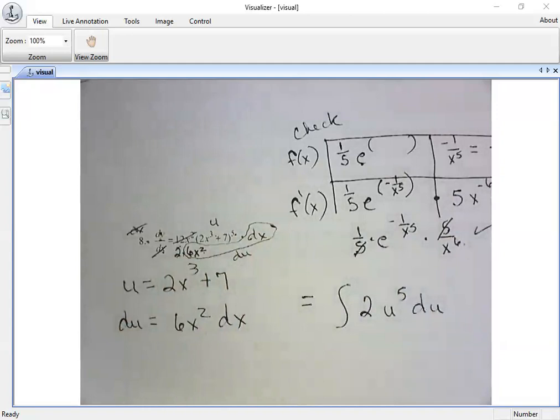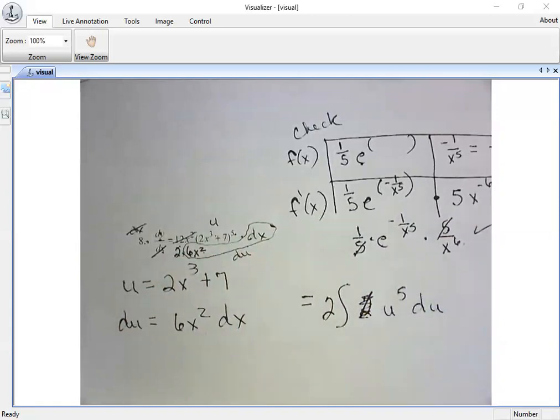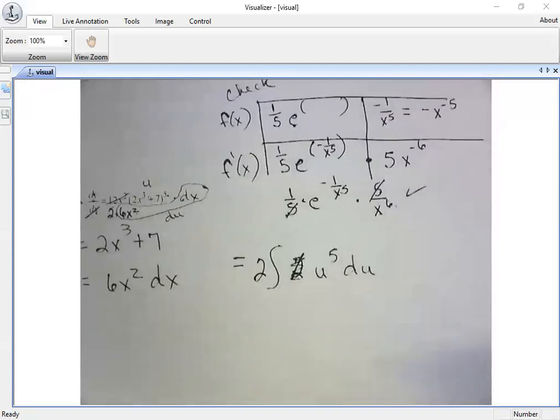I can put it either place. You guys want to kick the 2 out? So it doesn't matter, because it's not going to affect any of the integration. So if you want to put it on the outside so it doesn't look as confusing to you, stick it on the outside. If you want to leave it inside, you can. It's up to you. Now, what would you write down next?